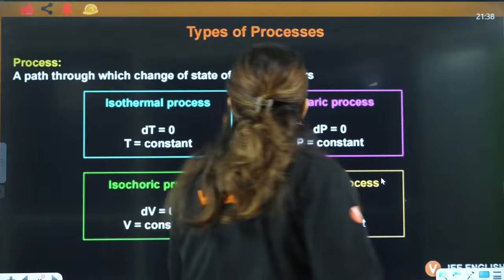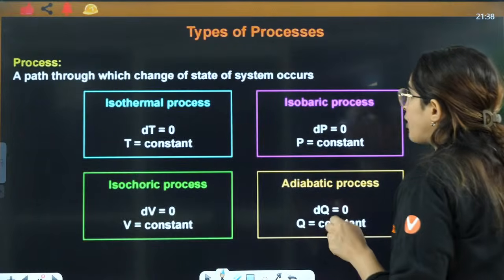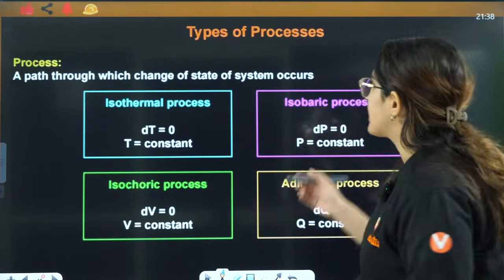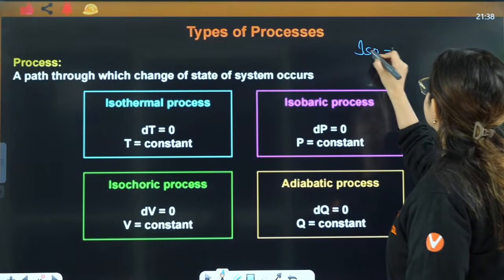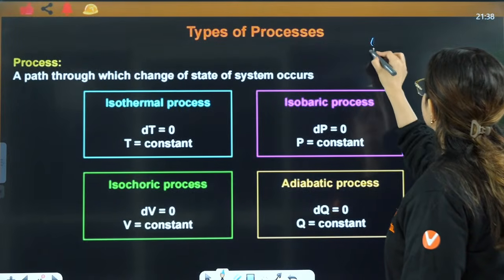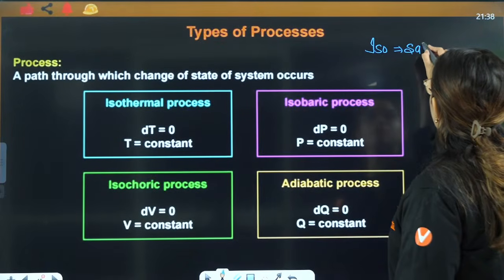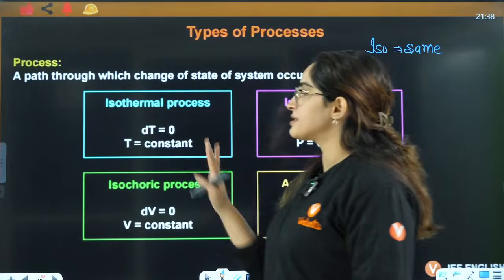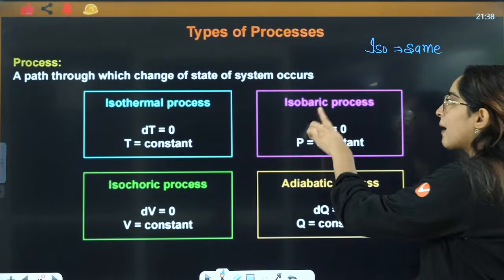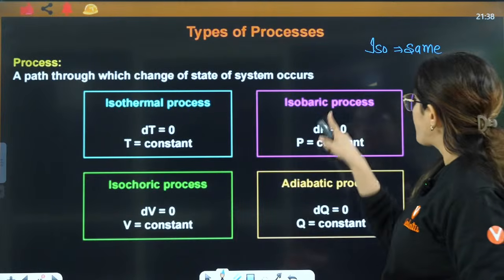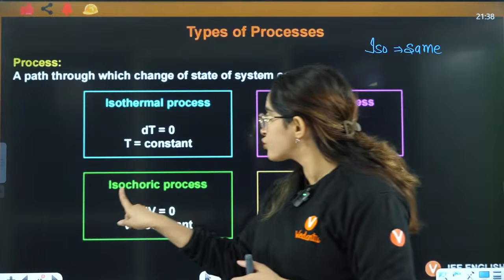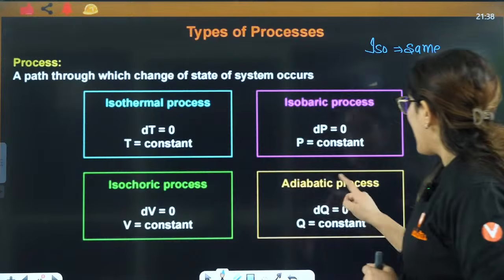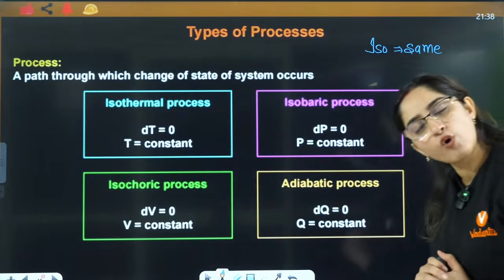So what are these different types of processes? Let's talk about that. First is isothermal. Iso means same. So if I say isothermal, that means temperature is same. If I say isobaric, bar is the unit of pressure, so pressure is same here. If I say isochoric, choric means volume, so volume is same here. Adiabatic means heat is constant here, right?